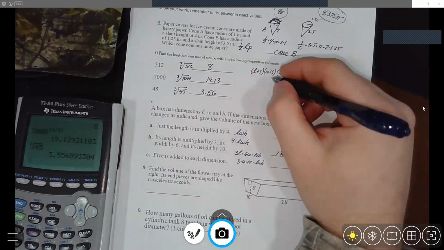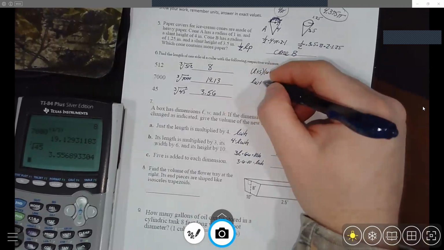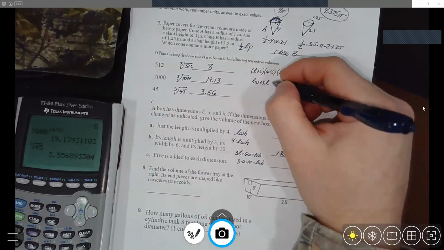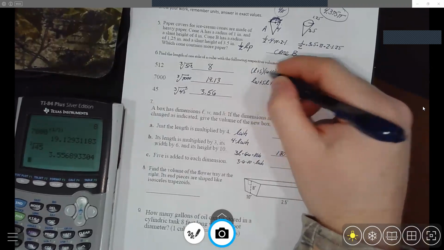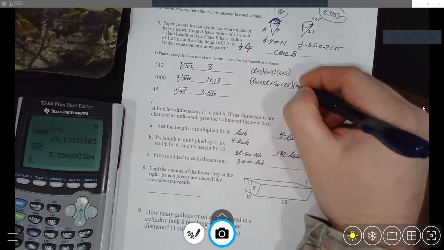And so multiply through the first two here. L times W, LW, L times 5, 5L, 5 times W, 5W, 5 times 5, 25. Now take that, multiply it by H plus 5.